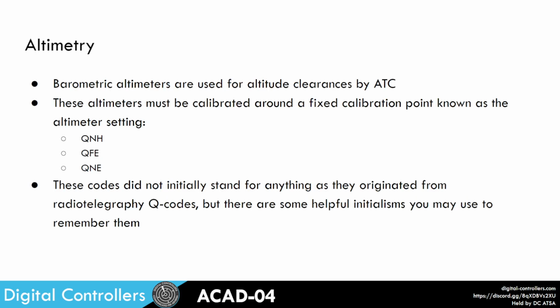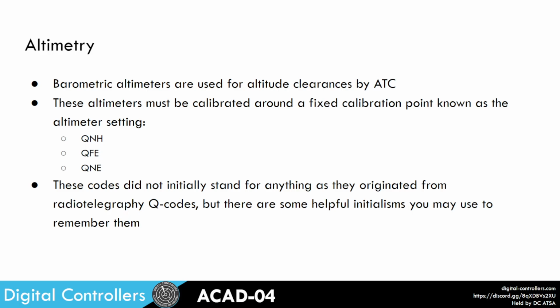So, let's start off with some altimetry. We use barometric altimeters primarily to give altitude clearances. A barometric altimeter works by detecting the air pressure outside the aircraft, and because of this, it has to be calibrated around a fixed point, which is known as the altimeter setting. For most purposes, we have three different types of settings. We have the QNH, the QFE, and the QNE.